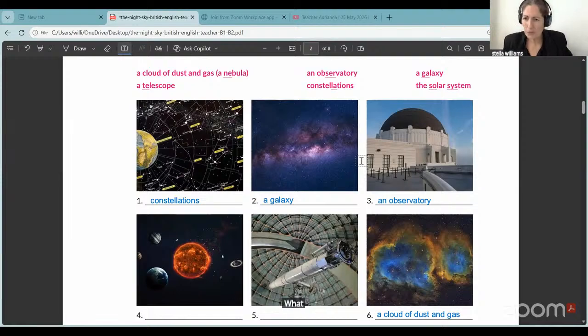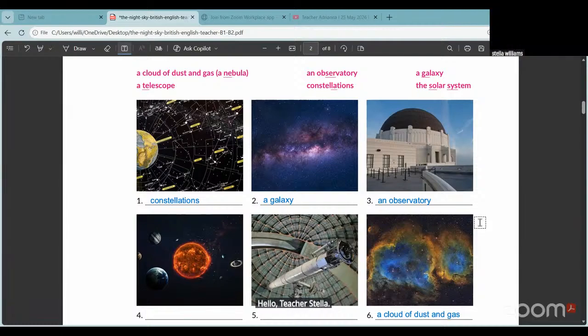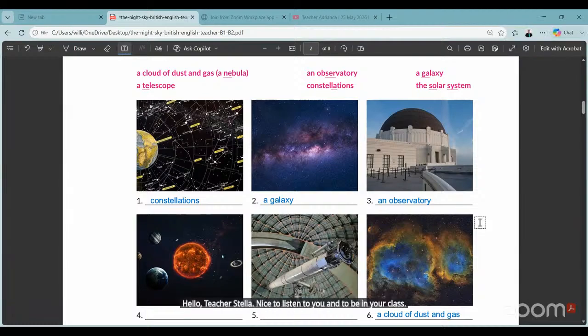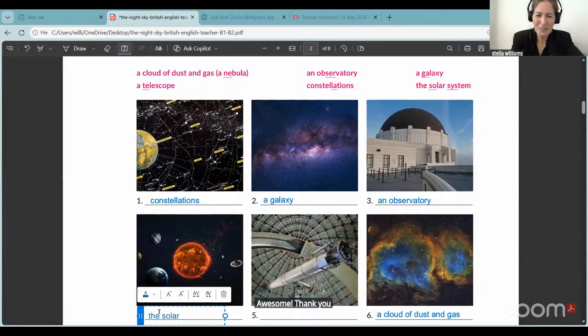What do we say for number 4? Solar system. Hi, Norma. Hello, teacher Stella. Nice to have you in your class. Wonderful to have you. The solar system. I need good. So what do you say for number 4? Okay. I can see in this picture the solar system. I think the sun is in the center, planets like Earth. Right. Yes, the solar system. Awesome. Thank you so much, Norma. Awesome. The solar system. Well done.